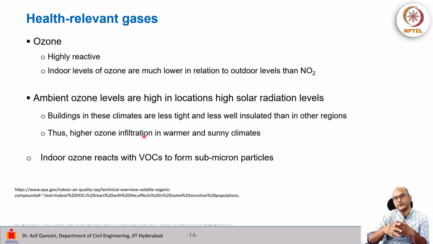Because we are now talking about tightness, we are not talking about ventilation, we are talking about making sure that there is no energy leak from the building, which means we are ensuring there are no cracks if it was airtight. But if it is less airtight, it means there are small vents or cracks or small openings which allow for infiltration. So there is higher ozone infiltration in the warmer and sunny areas generally. And then once they are inside, the indoor ozone can react with VOCs to form submicron particles as well.